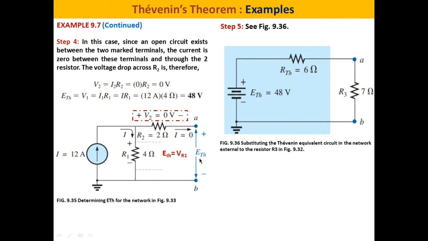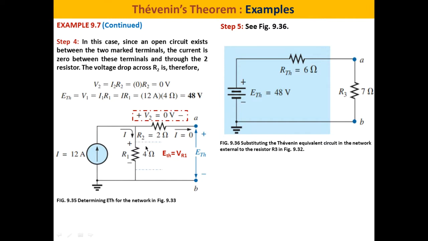So what is E Thevenin? E Thevenin is found to be VR1, the voltage across R1. Since there is no current here, all the current will go into the resistor R1. So here R1 will have I going through, which is equal to 12 amp.